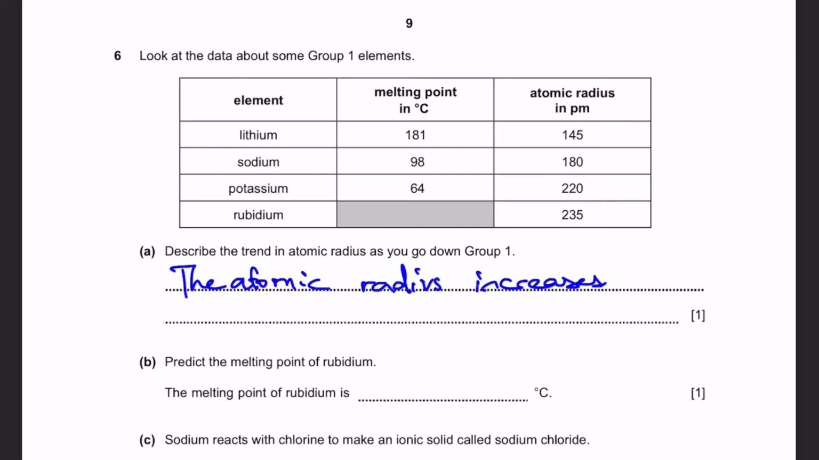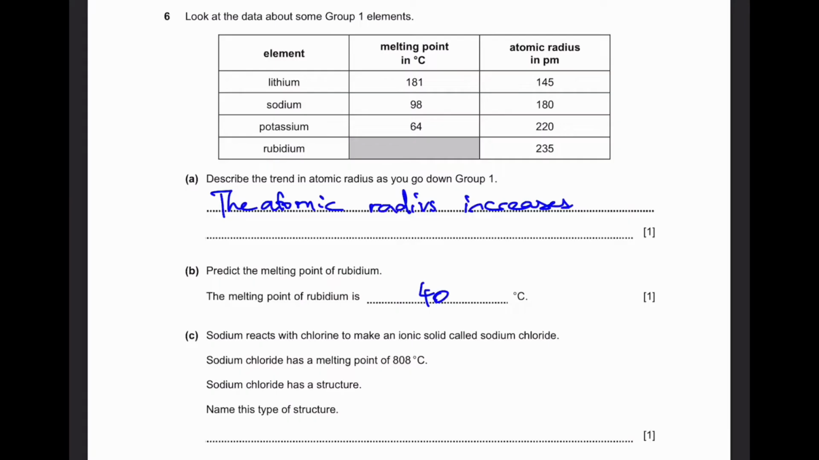Part B, predict the melting point of rubidium. We can see that the melting point decreases as we go down group 1. And we cannot make it, if it decreases, 63 here. This is a bit too close to potassium. We have to have it a bit further away. So for example, something like 40 should work. This is not an exact answer. You can write many different values. 20 to 45 degrees Celsius, any of these values could work.